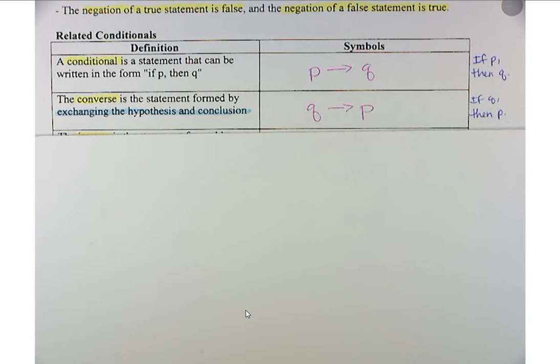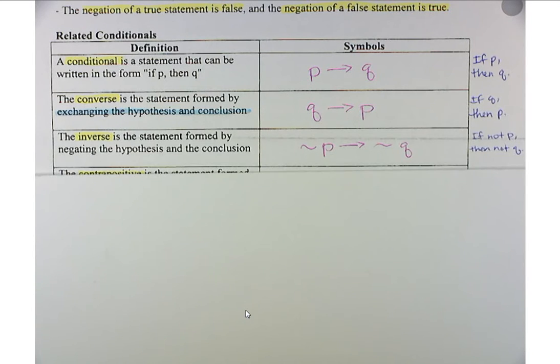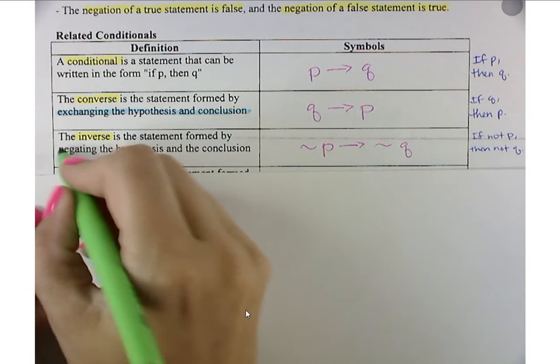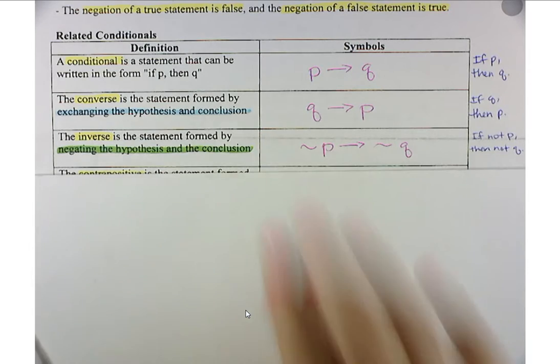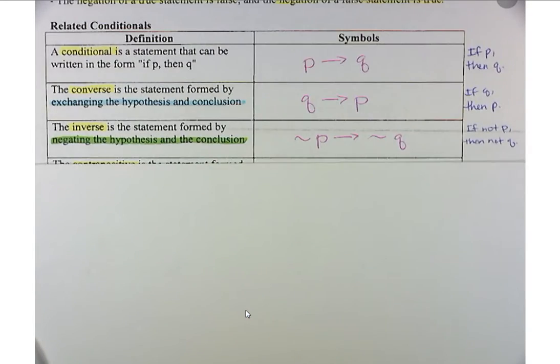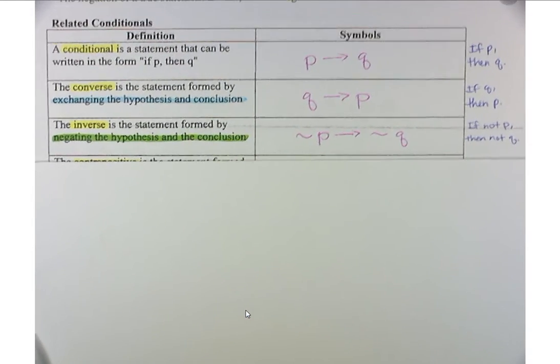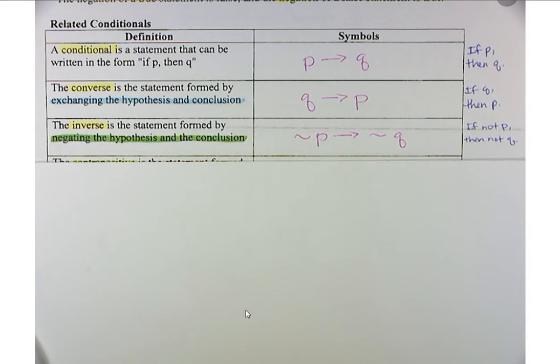Okay, the next statement is the inverse. And the inverse is formed by negating the hypothesis and the conclusion. Okay, so if you negate the hypothesis and conclusion, we would say that's if not P, then not Q. Okay, if not P, then not Q.